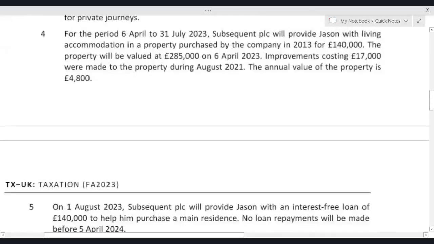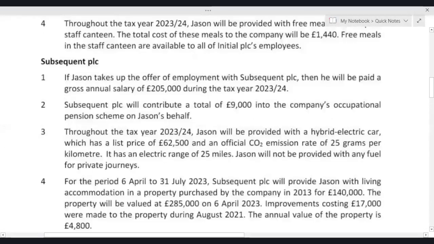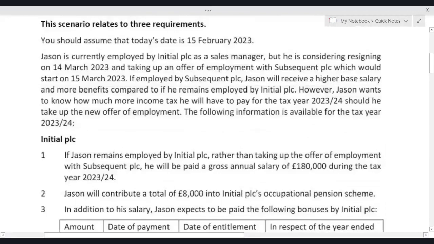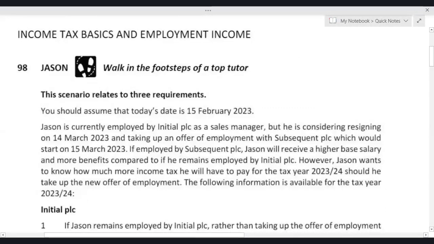So all we need is first to calculate income tax liability under each employment option. This scenario relates to 3 requirements. I think out of 3, 1 we have done. You should assume that today's date is 15 Feb 2023.